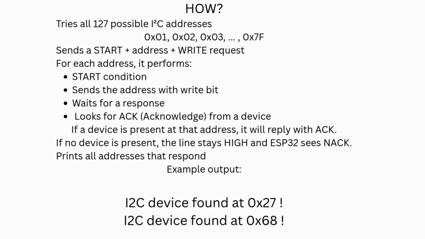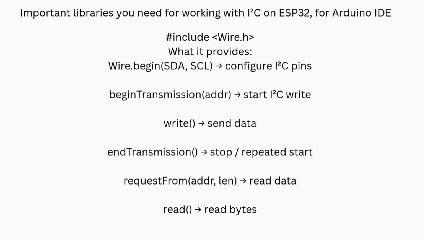Let's understand how. It tries all 127 possible I2C addresses starting from 0x01 to 0x7F. It sends the start address and a write request. For each address, it performs all these things and then waits for the response. Looks for the acknowledgement from a device. If the device is present at that address, it will reply with acknowledgement, otherwise not. So finally, it will print all the addresses that respond, like as you can see here, I2C device found at 0x27. This means that your I2C device has an address 0x27.